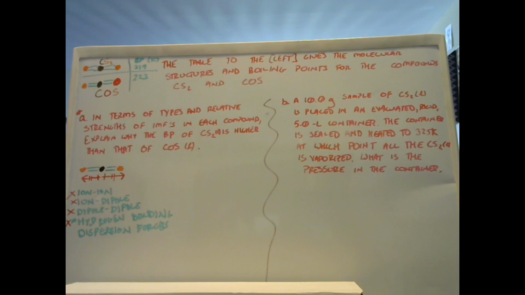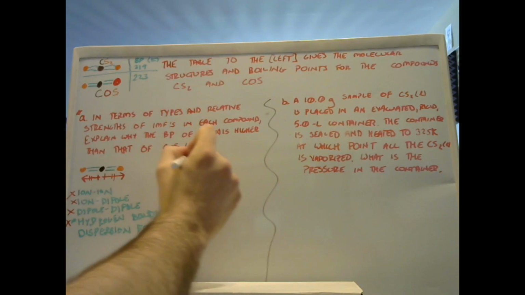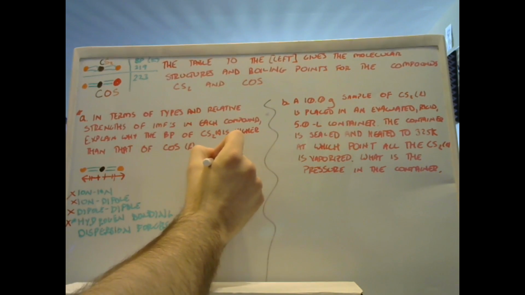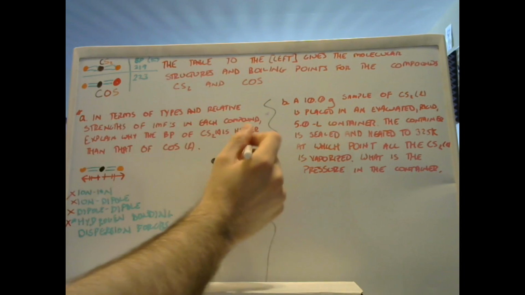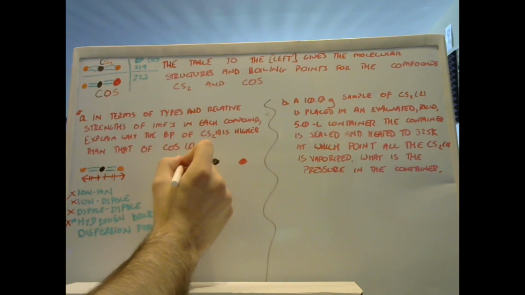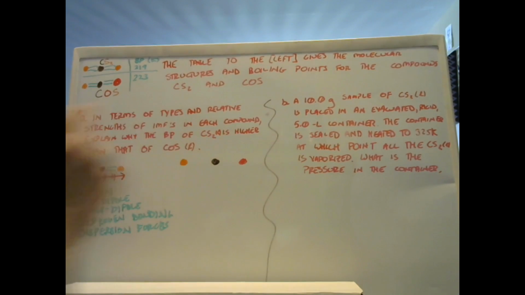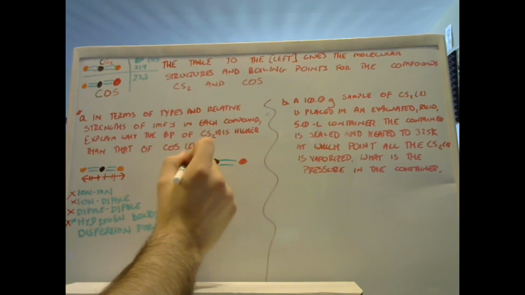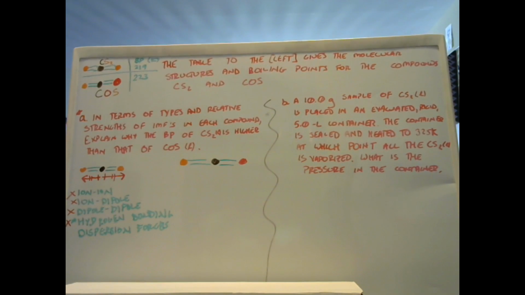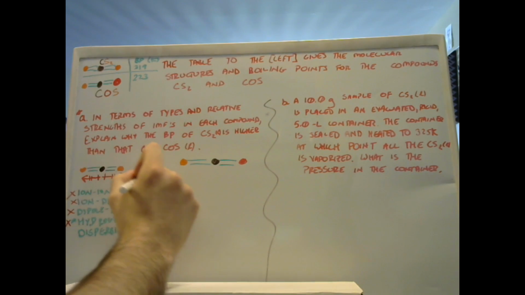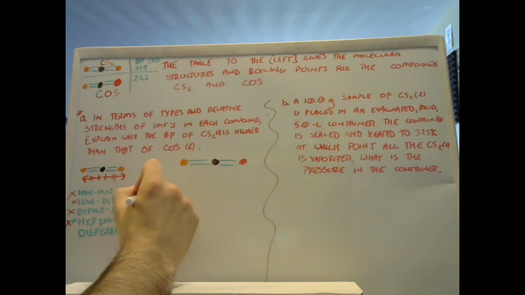If we look at, however, the COS, which I'm going to draw over here, COS, and the double bonds. Okay. COS, we can go through the list again. This time I'm going to do that in brown. Now, again, there's no ions, so there's no ion-ion, no ion-dipole.